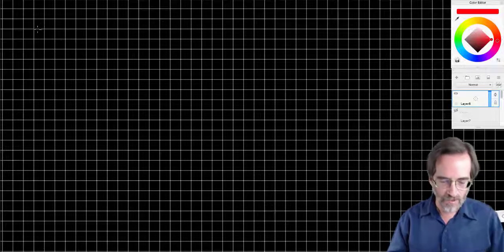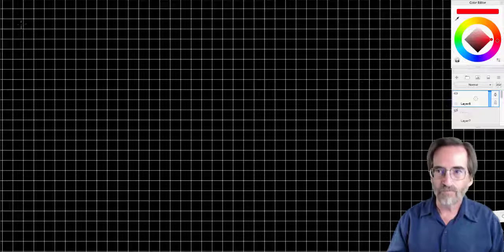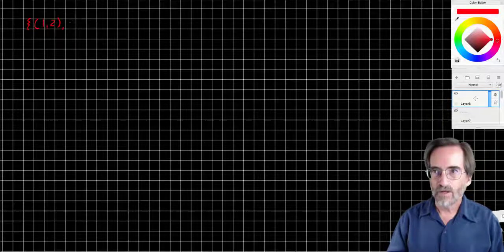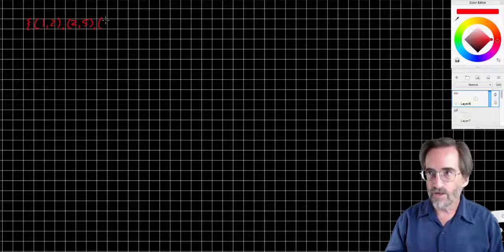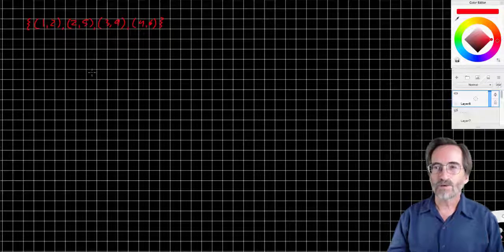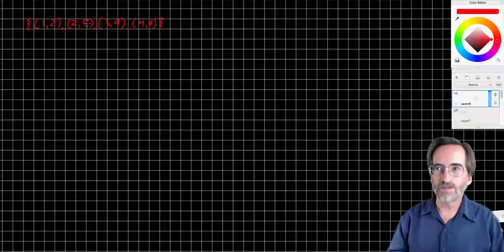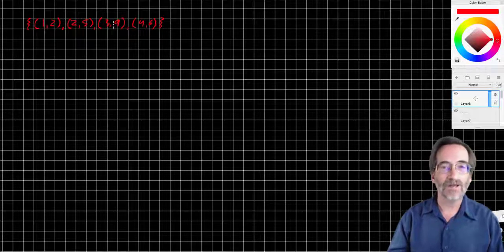Let's say I've got this relationship here, where if I input 1, I get out 2. If I input 2, I get out 5. If I input 3, I get out 9. If I input 4, I get out 6. Okay? So the domain is 1, 2, 3, and 4. The range is 2, 5, 6, and 9.